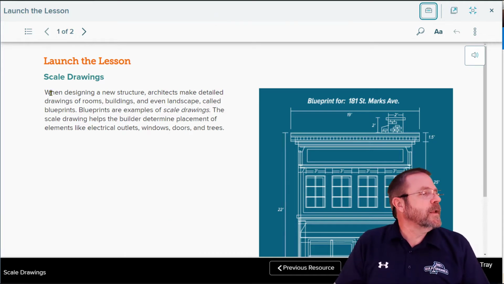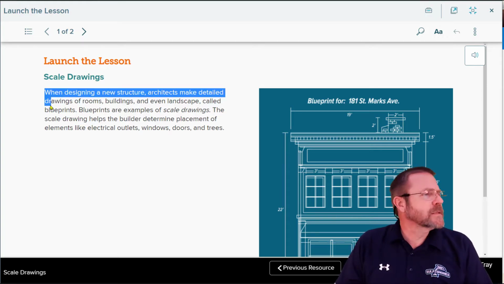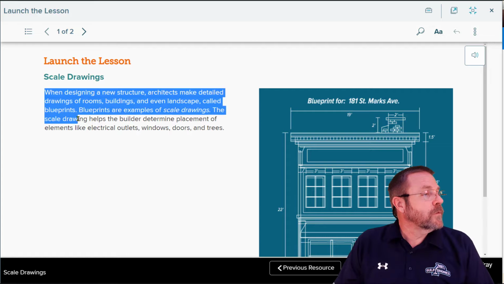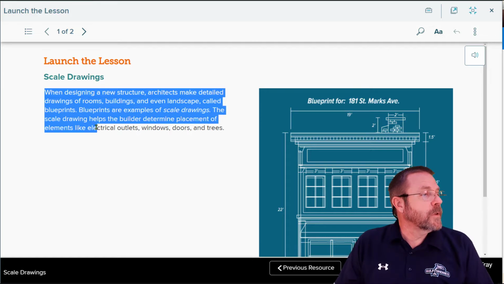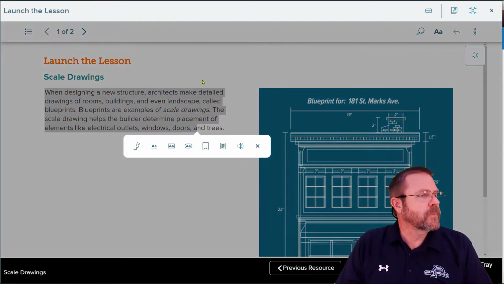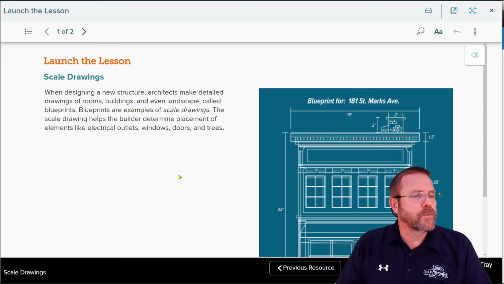When designing a new structure, architects make detailed drawings of rooms, buildings, and even landscape called blueprints. Blueprints are examples of scale drawings. The scale drawing helps the builder determine the placement of elements like electrical outlets, windows, and doors and trees. Yeah, they put trees in blueprints, I guess.